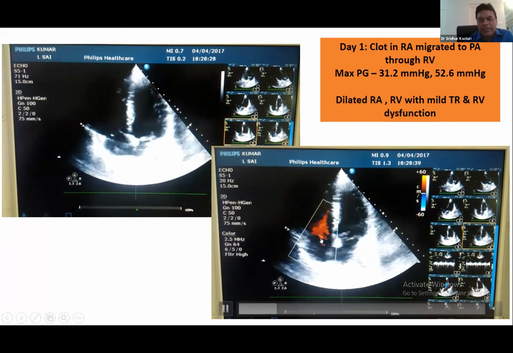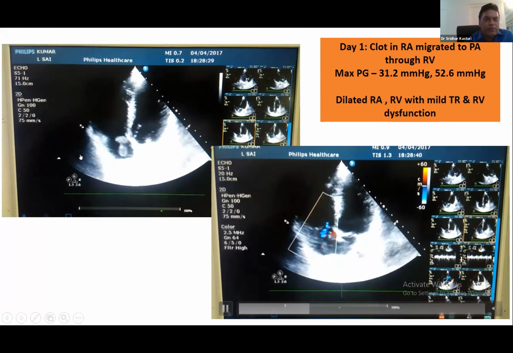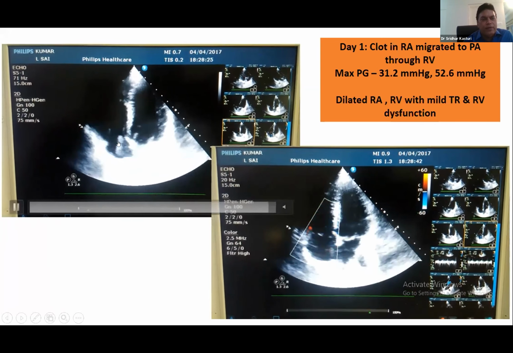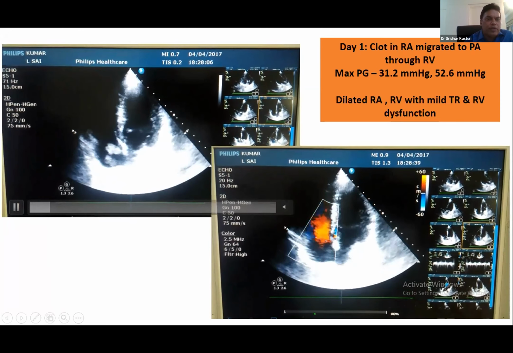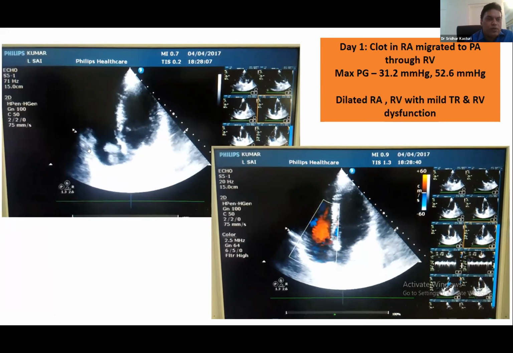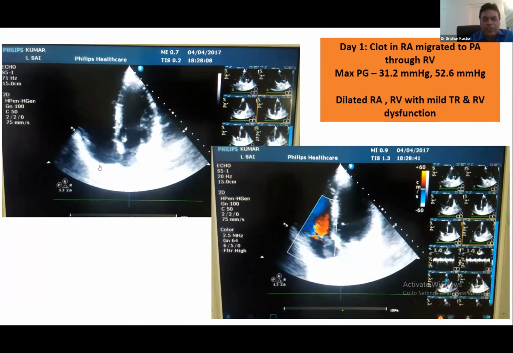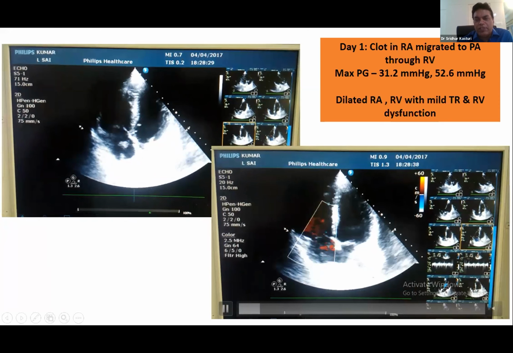You see that there is TR, and you are seeing the freely floating mass. Initially, we thought it might be a left atrial myxoma, like a tumor. TR is there. Then we were in a dilemma whether to give thrombolytic therapy or not.